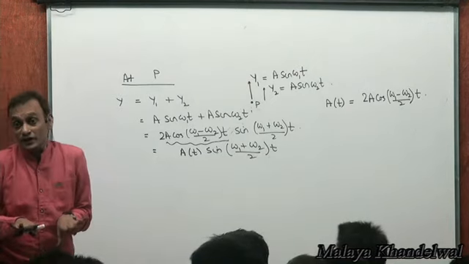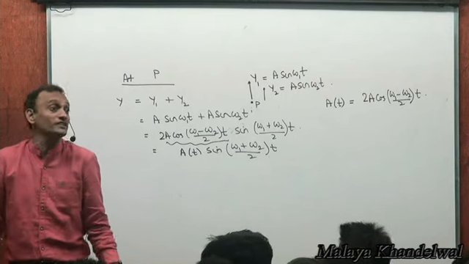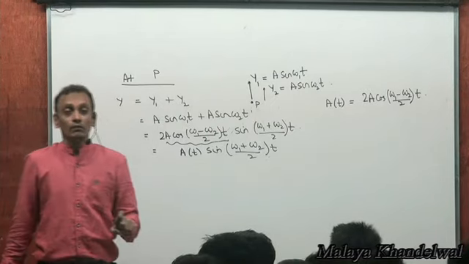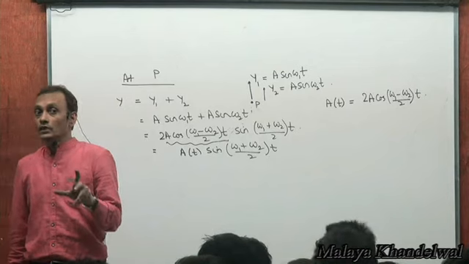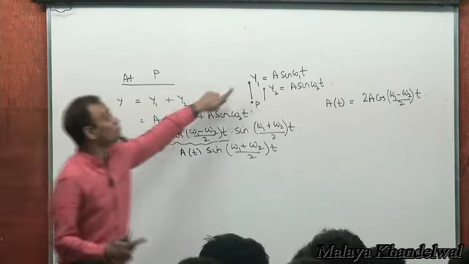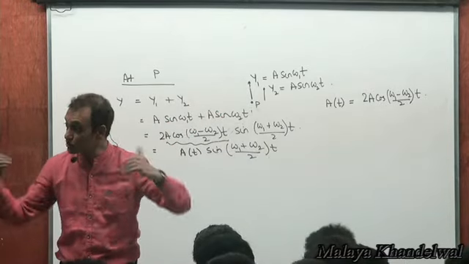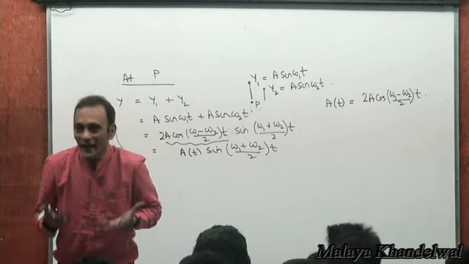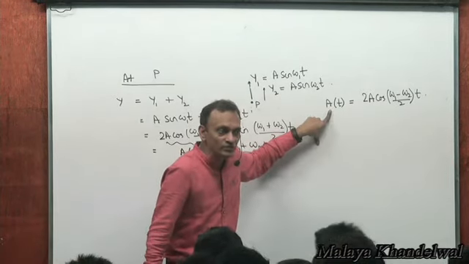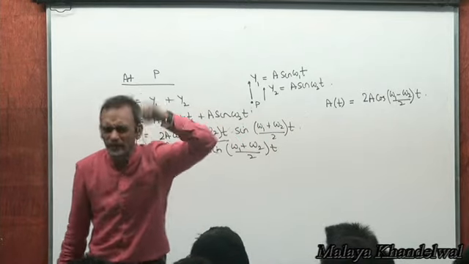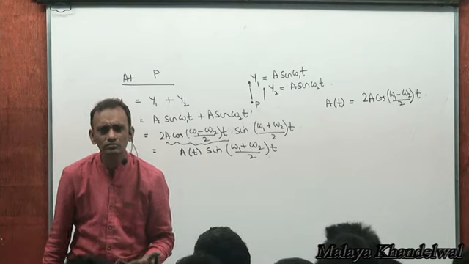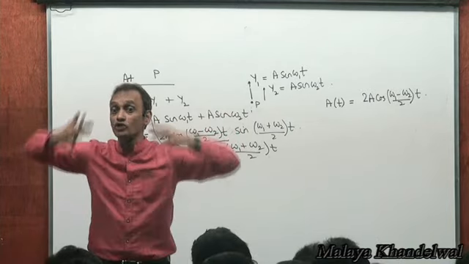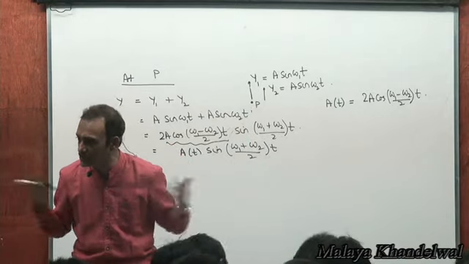That means at P, if the amplitude is varying, then at P the intensity will also vary. Why? Because intensity is proportional to the square of the amplitude. Yes or no? Now, if the two disturbances were sound disturbances, then at P you'll hear various intensities of sound at various instants of time. At P, amplitude is varying as a function of time. Therefore, intensity, which is proportional to the square of the amplitude, will also vary as a function of time. Right? Yes, sir. Therefore, at P you will hear sounds of varying intensity. Why? Because amplitude is varying at P continuously, right?